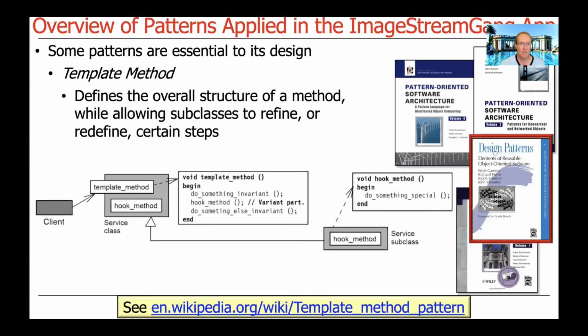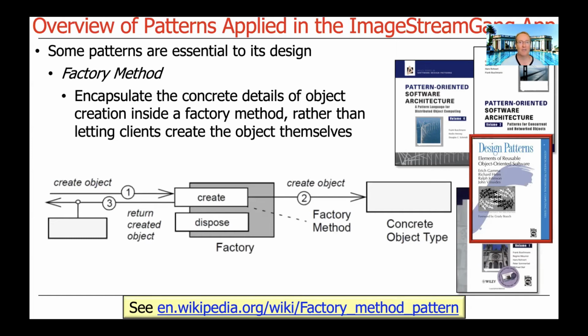Then there are also some other very essential patterns that are from the Gang of 4 book. The template method pattern, which hopefully you're very familiar with from earlier courses, where you define the overall structure of a method and allow subclasses to refine or redefine some of the steps in that method. There's the factory method pattern, which gets used all over the place and encapsulates the concrete details of object creation inside of a factory method rather than having the clients create the objects themselves. There are many examples of that. We've mentioned factory method over and over again when we create things like collectors and streams and iterators and so on.